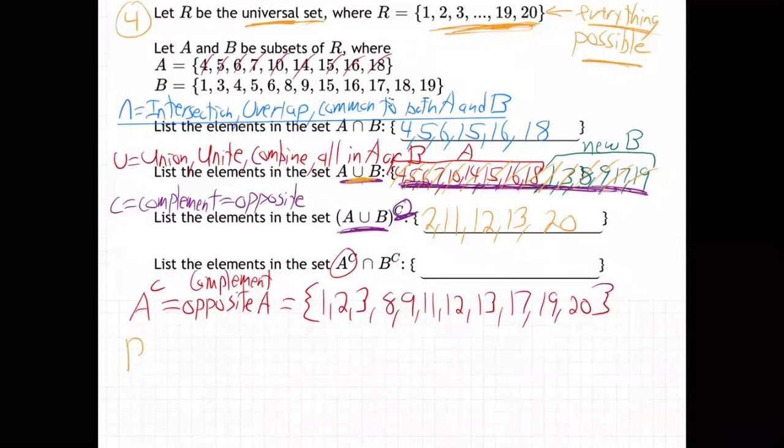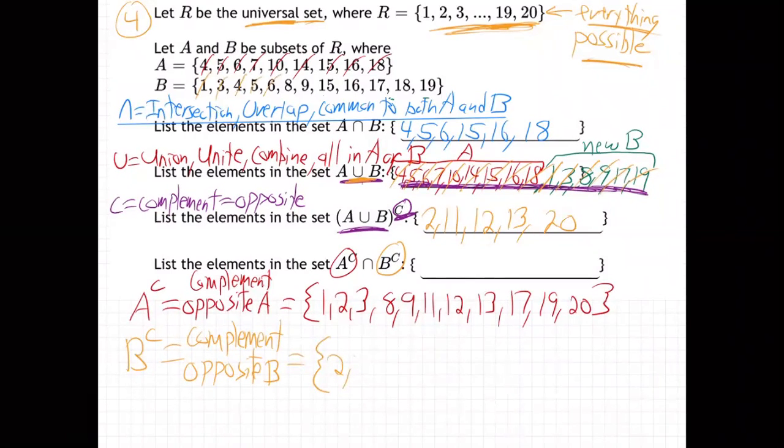Let's do B complement, right? The opposite. And then when we're done, we'll overlap these two. This is the complement or the opposite of B. So what's the opposite of B? Here we go. 1, they've got. 2, 3, 4, 5, 6, they've got. 7, 8, 9 is in B. 10, 11, 12, 13, 14, 15, 16, 17, 18, 19, they've got. 20. So there's the opposite or the complement of B.